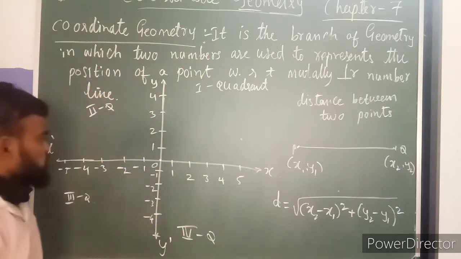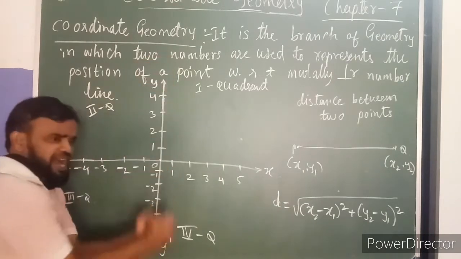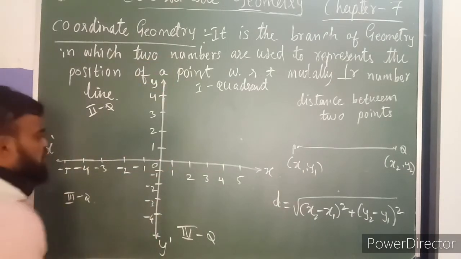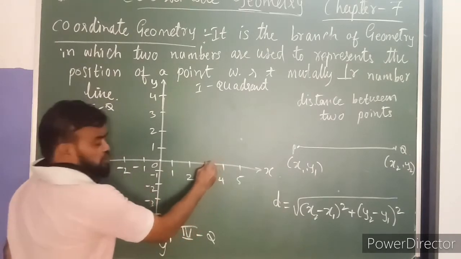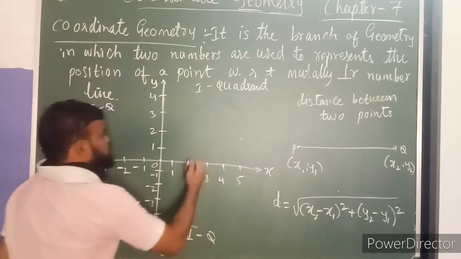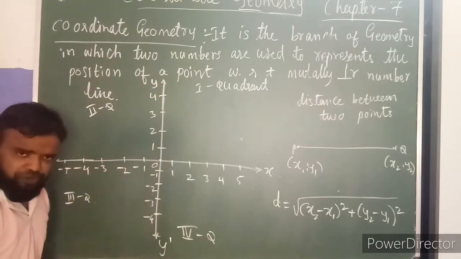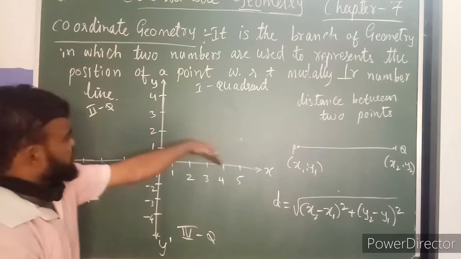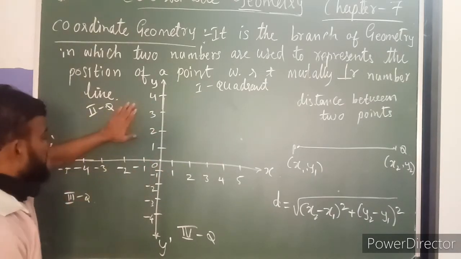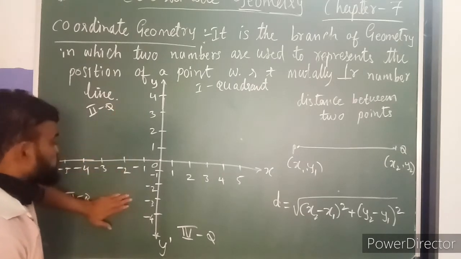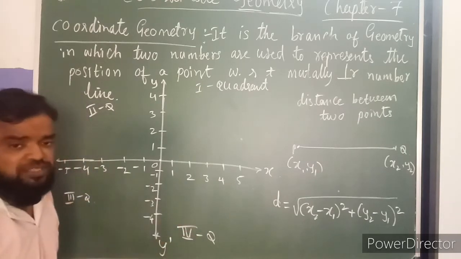Graphically, from the x-axis and y-axis, I will consider 2 points. I will take up to 3 points. The third point I will take in the positive direction. This is the positive direction, this is the negative direction, and this is also the negative direction. The first quadrant will always be positive, the second quadrant is minus and plus, the third quadrant is all negative, and the fourth quadrant is plus and minus.